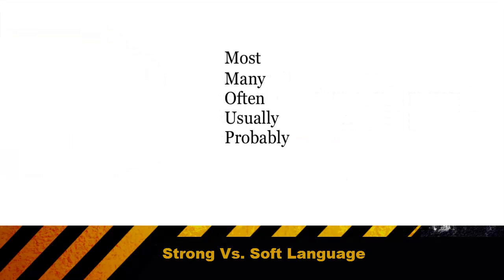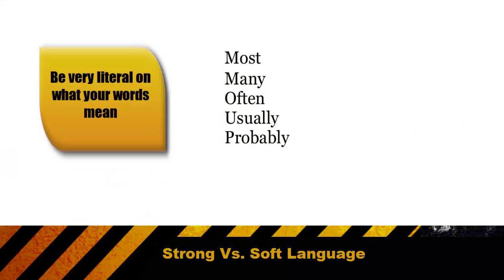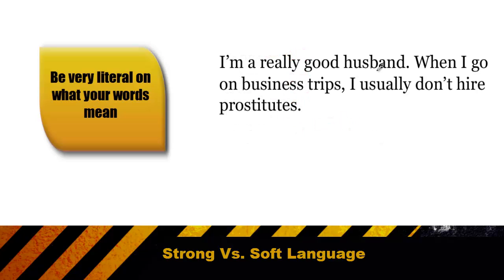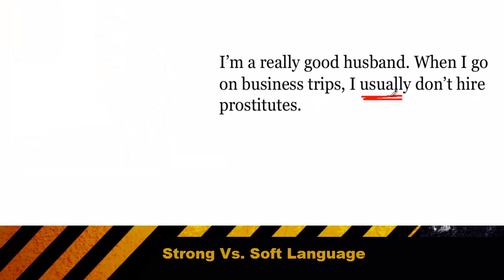There are some words that may seem strong, but they're probably not as strong as you might think. So you want to be very literal on exactly what they mean. For example, most means 51%. Many means 2 or more, often means 2 or more, and usually and probably both mean about 50% or more. So even though a word like usually might sound strong, in context it's probably not as strong as you might want for a good reason.